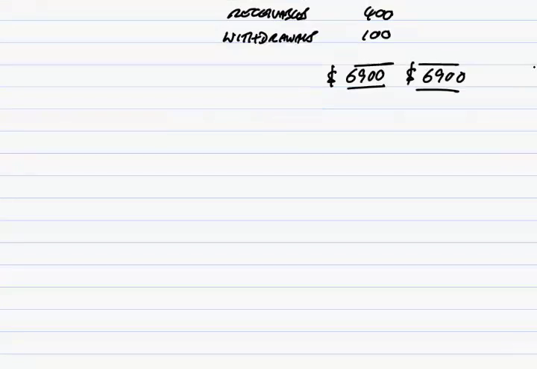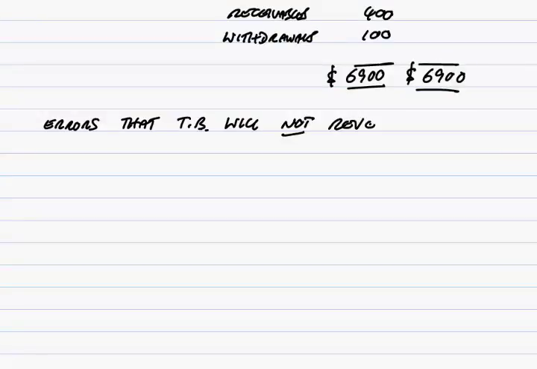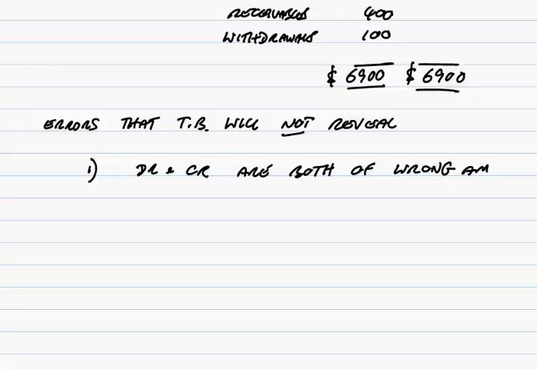Errors that trial balance will not reveal. So on page 20 is where I've left space. If I just list those three we've mentioned, firstly, where the debit and the credit are both of the wrong amount. Secondly, it's where the entry is the wrong way round.